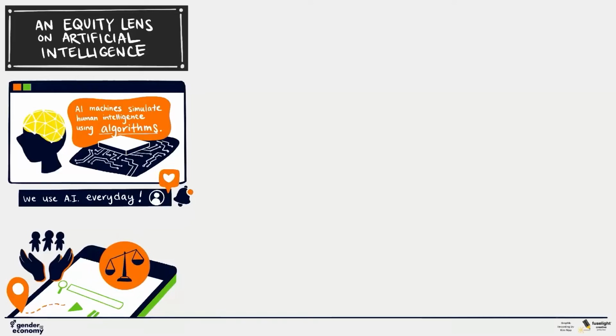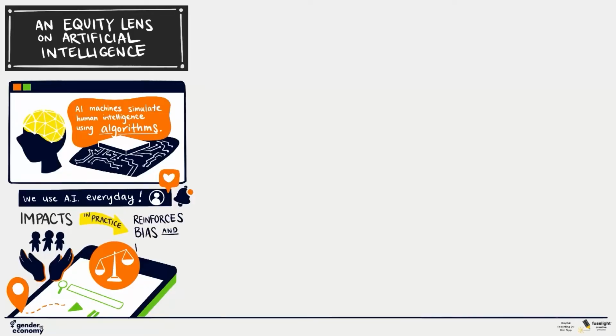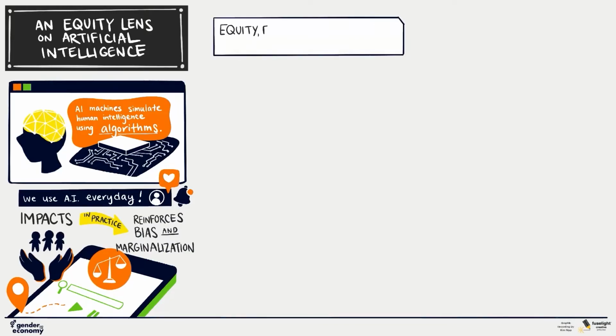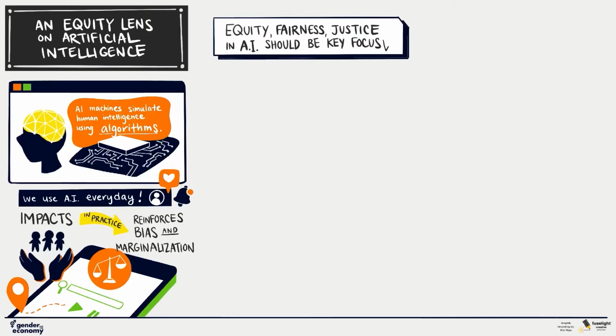Research has shown that AI has the potential and power to be a tool for social good. It can support marginalized populations in many ways, for instance, by suggesting how to better distribute government resources, more fairly process refugee claims, and reduce racial disproportionality in the criminal justice system. However, in practice, AI can and has reinforced the bias and marginalization that already exists across society. This means that equity, fairness, and justice should be a key focus for creating AI to prevent further harms.